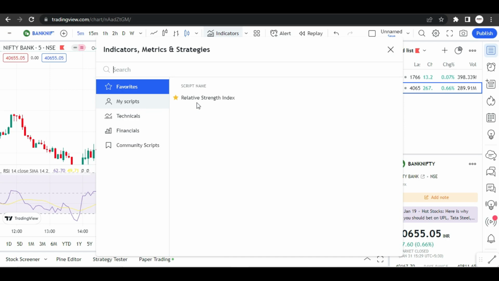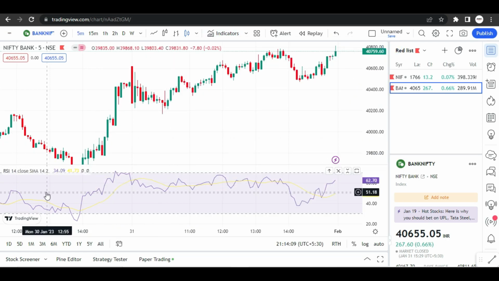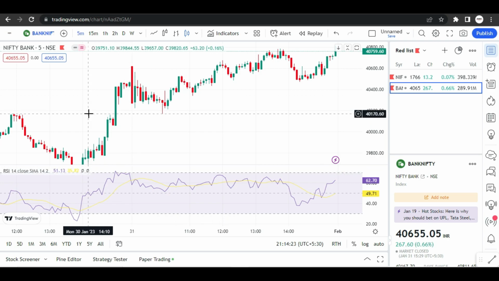Whichever indicator you want to mark as your favorite, you can do that. Now you can see this is RSI. The violet line is the RSI line, and the yellow line that you are able to see is the moving average line. We will be changing some settings before using it, and after that I will tell you how to utilize it and how people utilize it.